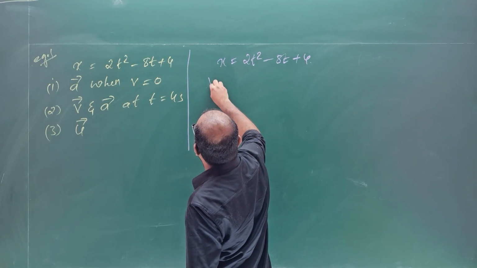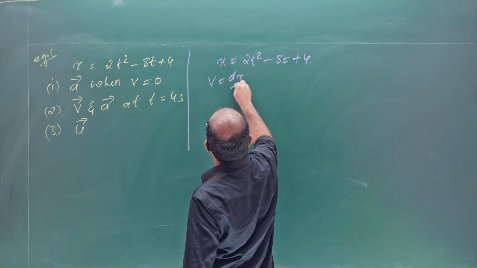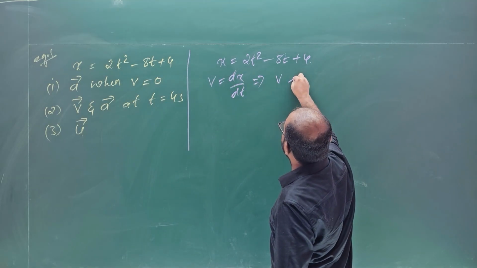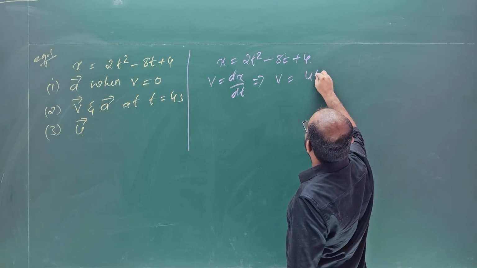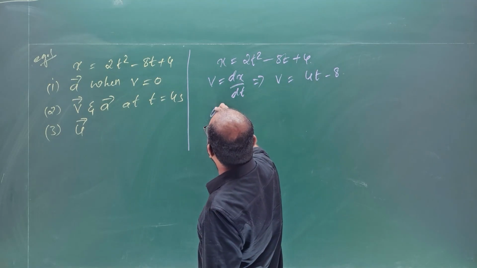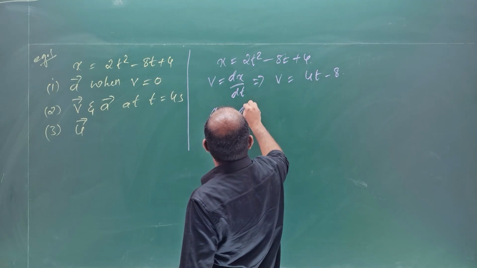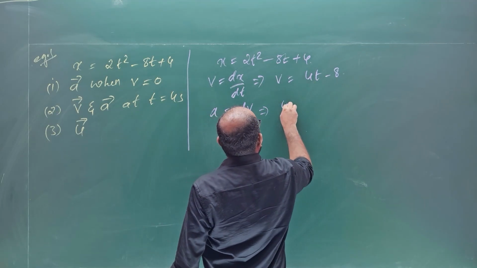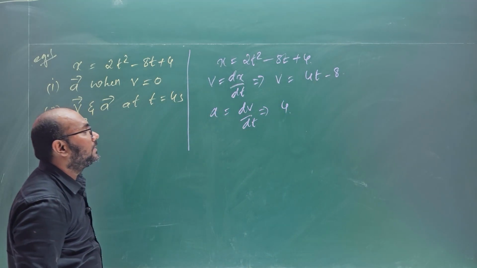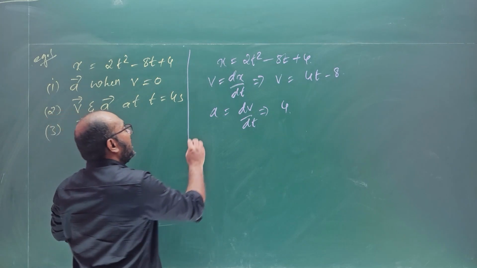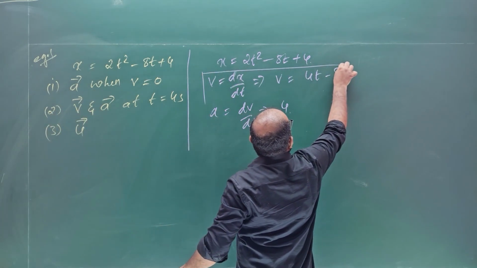Can I find v? So v is differentiating this, and then v is equal to 4t minus 8. Then acceleration is equal to dv upon dt, and this can be written as only 4. Okay. Now, to find the first question, he is asking acceleration when velocity becomes 0. That means I have to equate this value with 0.